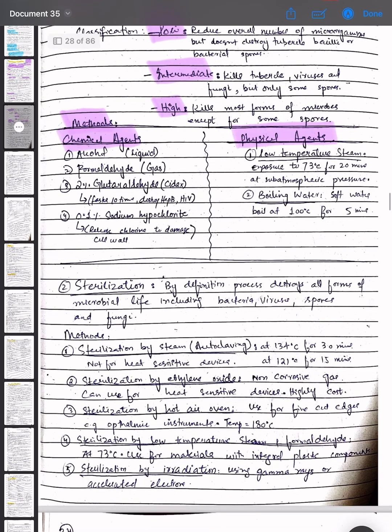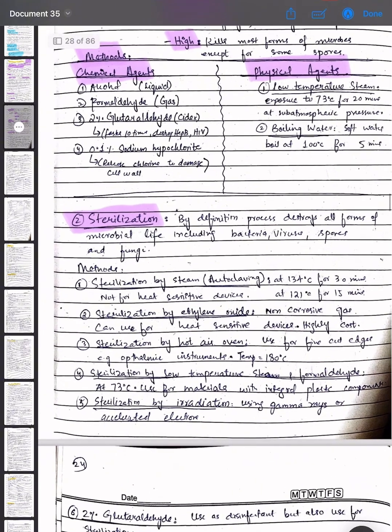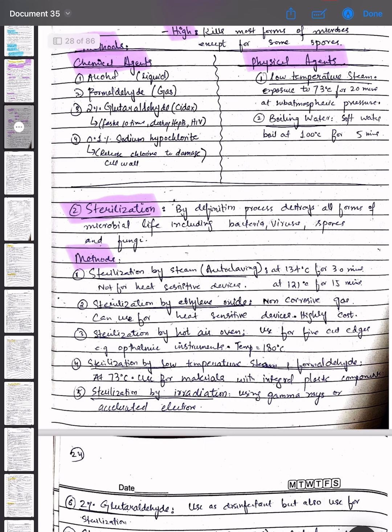By definition, sterilization is a process that destroys all forms of microbial life including bacteria, viruses, spores and fungi. What are the methods? Sterilization by steam, autoclaving at 134 degrees C for 30 minutes, not for heat-sensitive devices, at 121 degrees C for 15 minutes. Sterilization by ethylene oxide, a non-corrosive gas, can be used for heat-sensitive devices, highly costly.